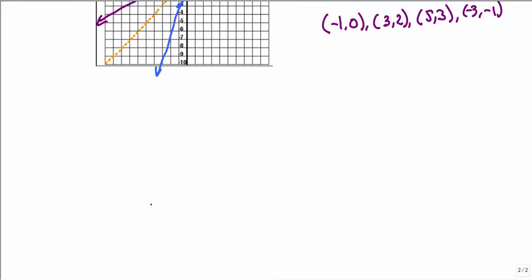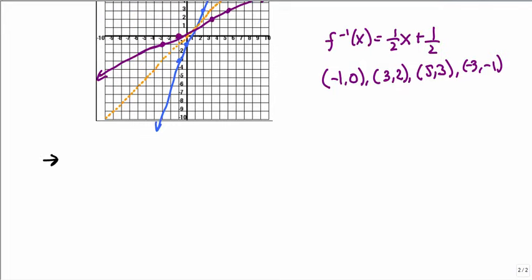A couple other characteristics of a function and its inverse. When I composite a function and its inverse, I should get x. I have to check that f inverse of f of x and f of f inverse of x should both equal x. So what we could do here is talk about how we verify that a function and its inverse are actually function and inverse of each other.